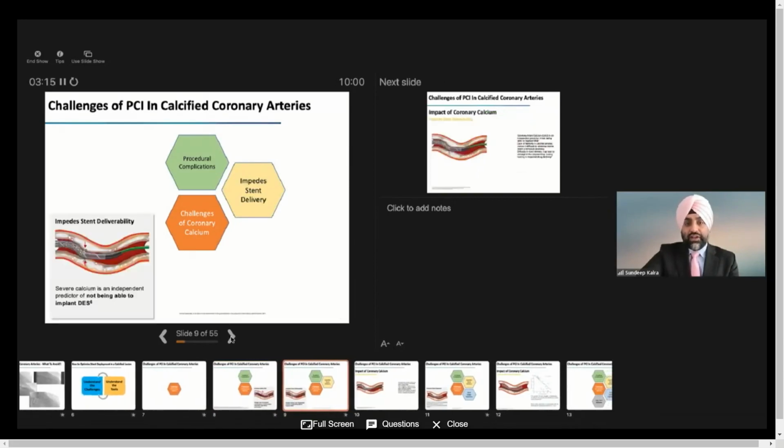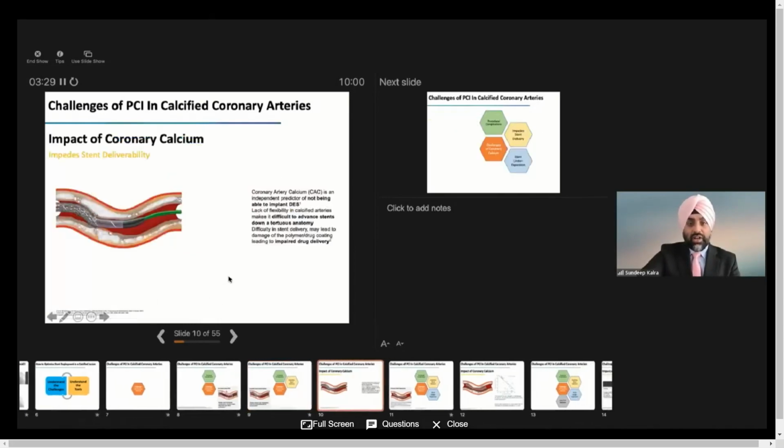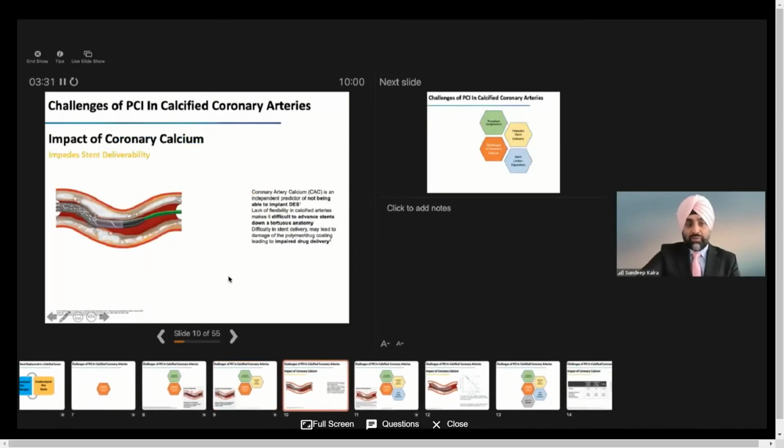Heavy calcification impedes stent delivery, and not just stents, but also delivering other kit, such as balloon therapy, to try and predilate the vessel. But particularly with stents, severe calcium is an independent predictor of not being able to deploy a drug-eluting stent. And we know that this can damage the metal scaffold as we try and get a device through the calcified area. It can also damage the polymer and the drug coating as well.